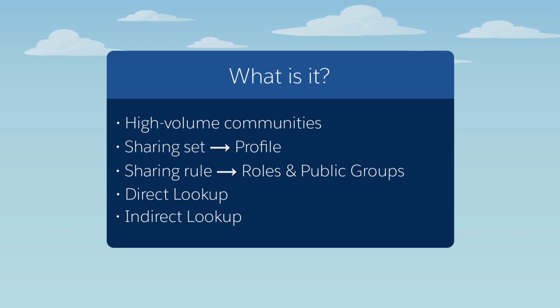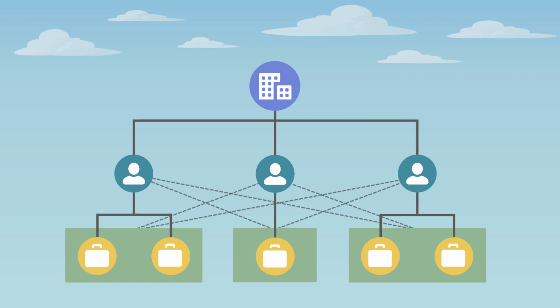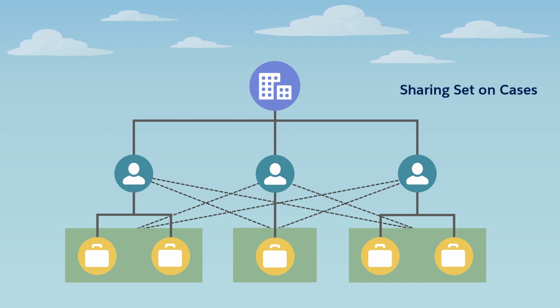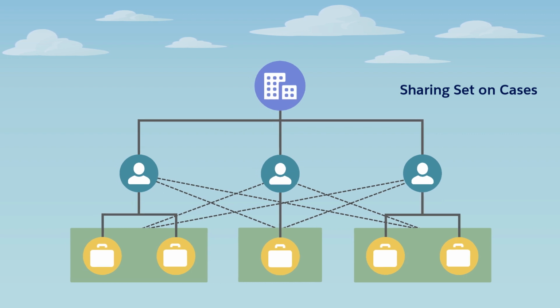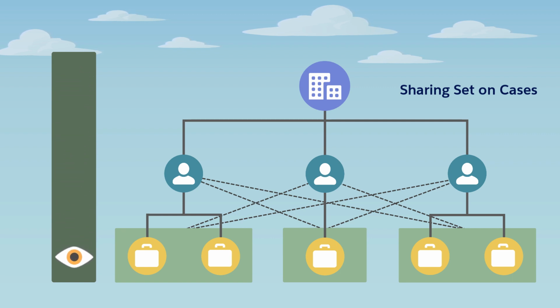Let's look at a couple of examples to understand how this works. In our first example, Pacifica wants to give customers on the same account access to each other's cases. To do this, Pacifica creates a sharing set on the case object, giving read access to cases owned by the users of the same account. In this way, users within the same account can see each other's cases. This sharing set is using a direct lookup.